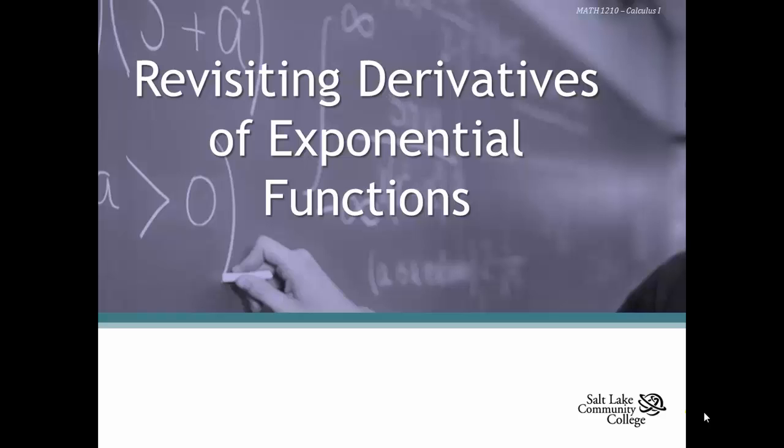Now that we have the chain rule, we're ready to revisit the derivatives of exponential functions. Recall that we used the definition of derivative to try and find a rule for differentiating exponential functions, and we ended up with this limit. And we found that if the base was e, this limit was 1, but if the base was anything else, we just looked at a table of values. Now with the chain rule, we're ready to go back and finish that and have a rule.